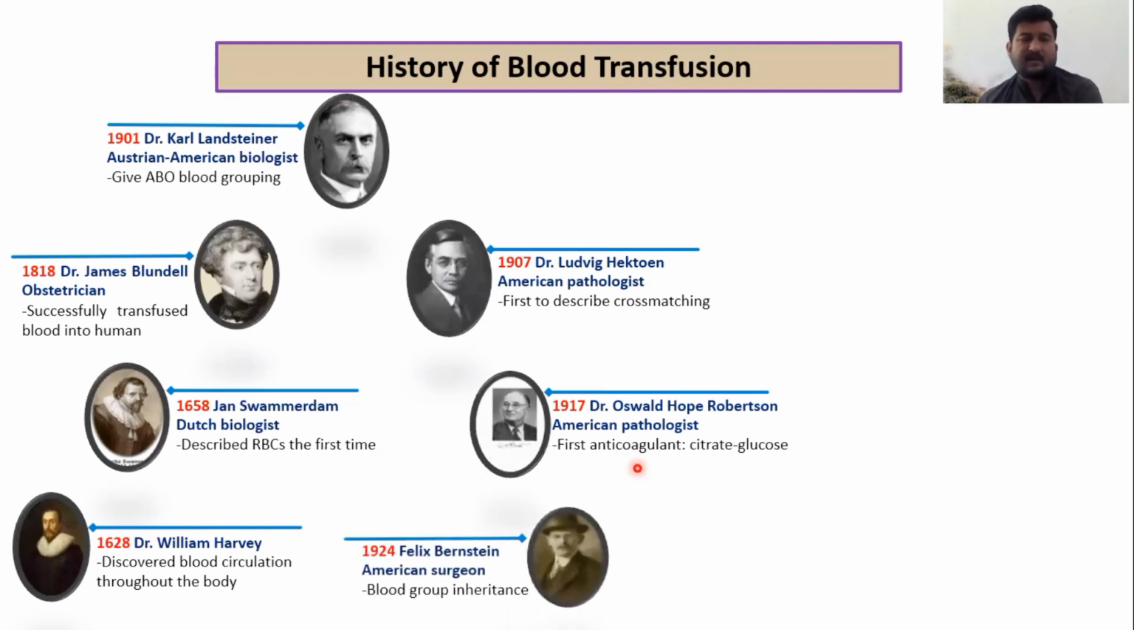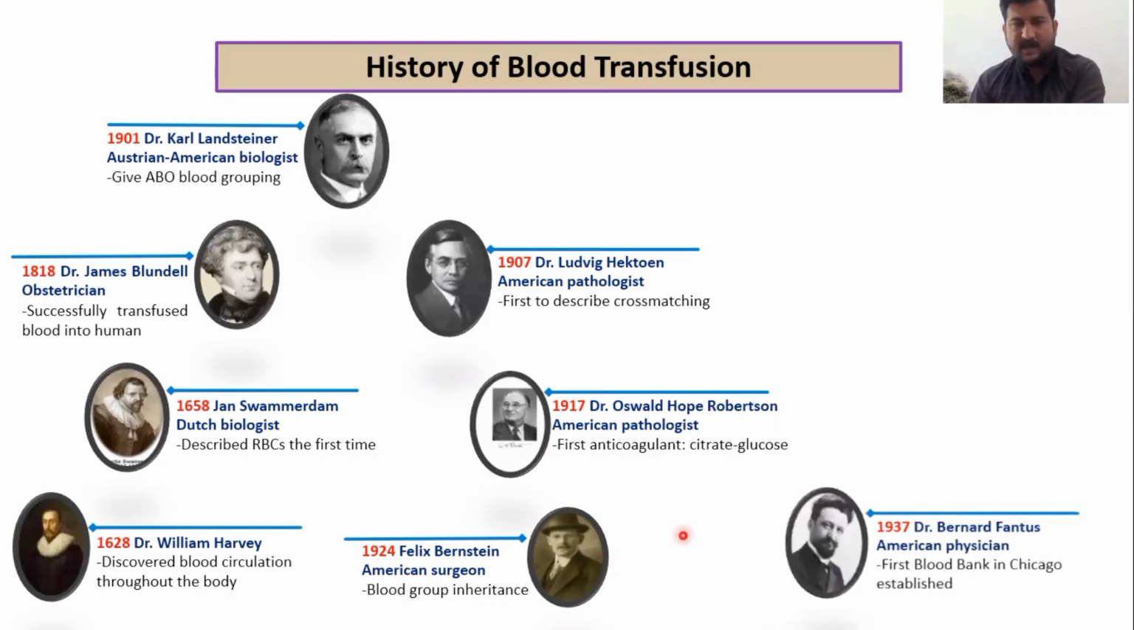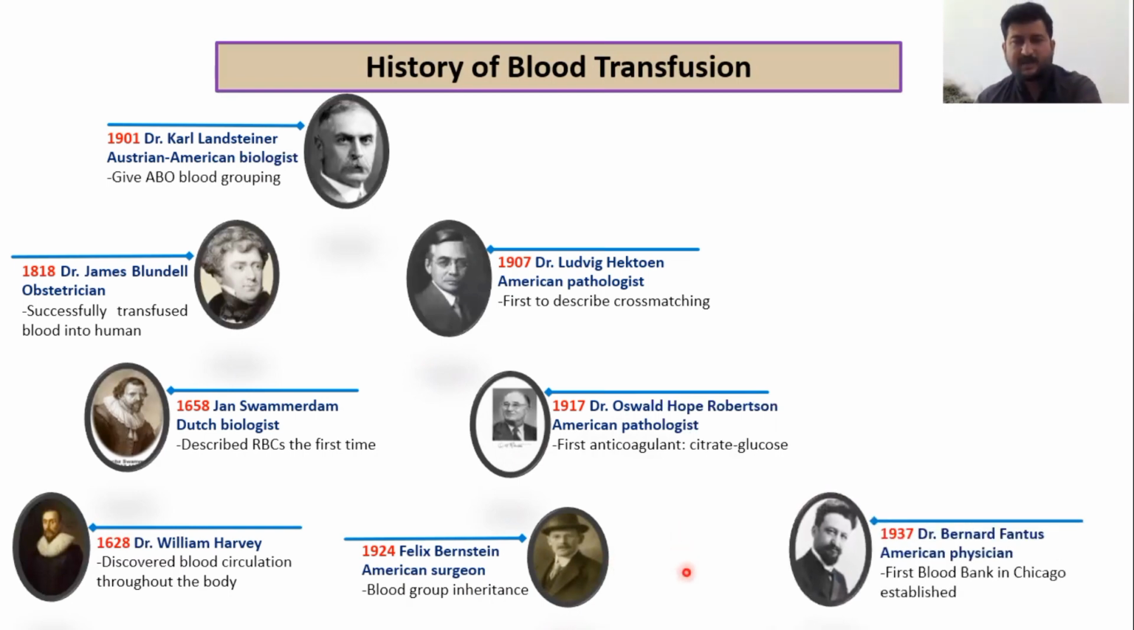Anyhow, next in 1924, Felix Bernstein, an American surgeon, gave the inheritance of blood group. This inheritance of the ABO blood group system will be discussed later in this video. After that, in 1937, Dr. Bernard Fantus, an American physician, established the first blood bank in Chicago.